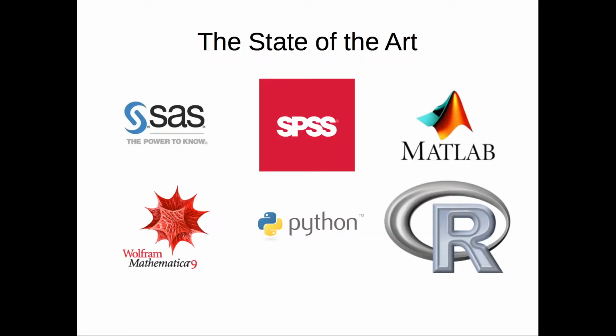So the current state of the art in complex data analysis is various tools such as SAS from the SAS Institute, SPSS from IBM, MATLAB from MathWorks, Mathematica from Wolfram Research, and some well-known open source tools, Scientific Python and the R statistical programming language. There are other smaller tools from smaller companies and open source projects as well.